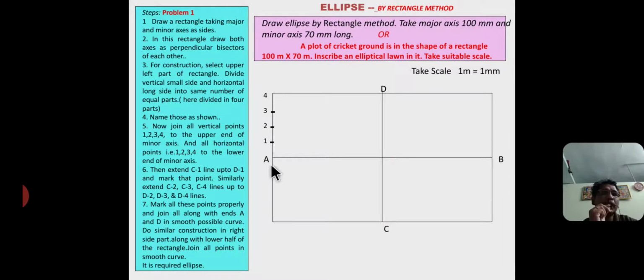Similarly, you have to consider half of the major axis, from here to here. You have to divide it into the same number of equal parts, that is 4 equal parts. From here to here the length is 50 mm, so 50 by 4, 50 by 4, 50 by 4, 50 by 4.